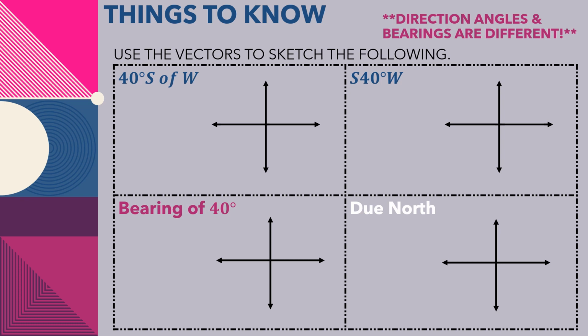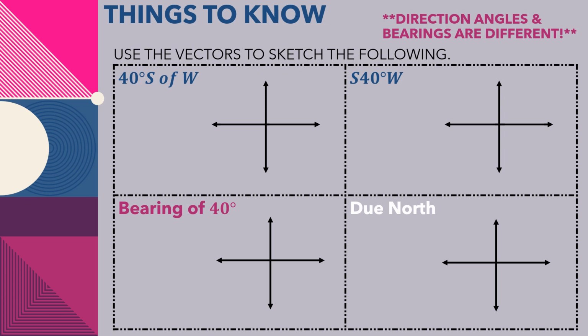You need to know direction angles and bearings. Now, we've talked a lot about direction angles. That's from the positive x-axis over and around. Bearings are always your directional values that are off of your y-axis, so they're coming from due north, okay? So there's a little bit of a difference for those.